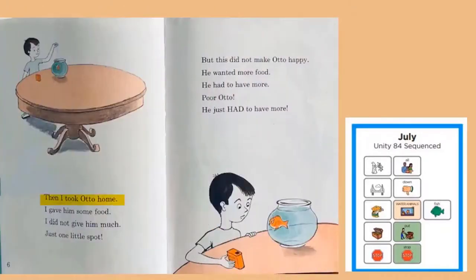Then I took Otto home. I gave him some food. I did not give him much, just one little spot. But this did not make Otto happy. He wanted more food. He had to have more. Poor Otto, he just had to have more.